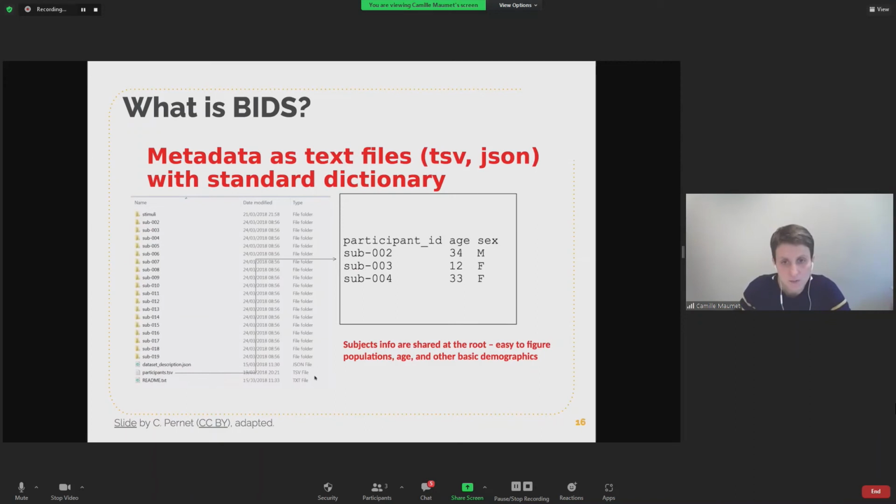So here is a bit more detail. The file I was talking about just now, participants.tsv. For instance, you can have the ID of the participant that corresponds to the folder names, and then an age, and maybe the sex of your subject. And you could add more columns with more information.